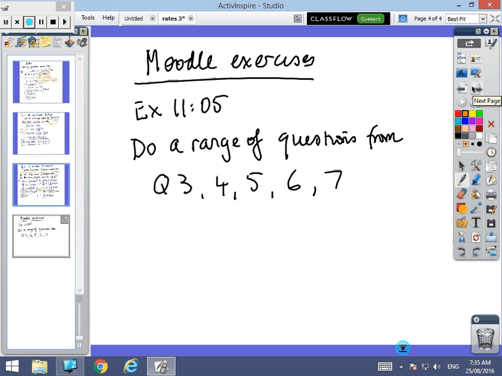Okay, so there's a range of questions in Moodle. There are a variety of different types, so just do a cross-section and see how you go. Just remember, try to use common sense also. Are you expecting to get a big answer or a small answer? That will help you as well.